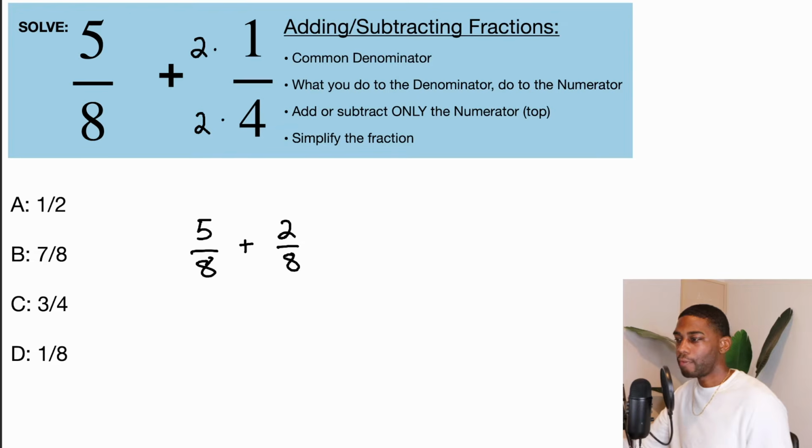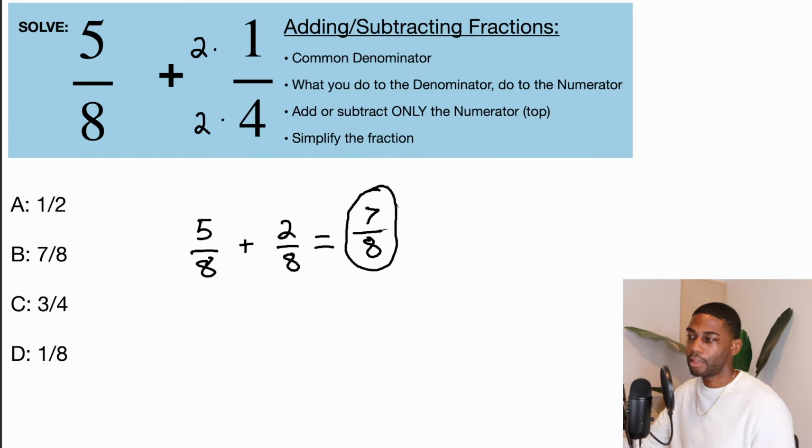And now we have our new equation. 5 plus 2 over 8. We can add 5 plus 2 gives us 7. And we know that the 8 stays the same. The denominator stays the same. So we go down. Can we simplify this fraction? The answer is no, we cannot. 7 over 8 is already simplified. We go to our answer key and we can see that B would be the correct answer.